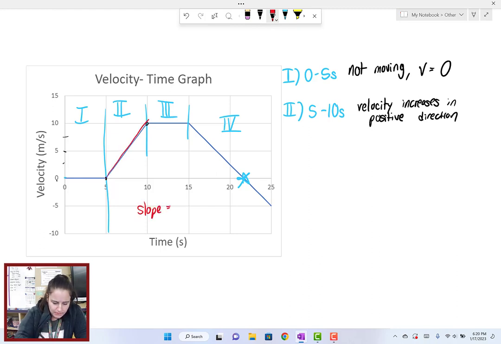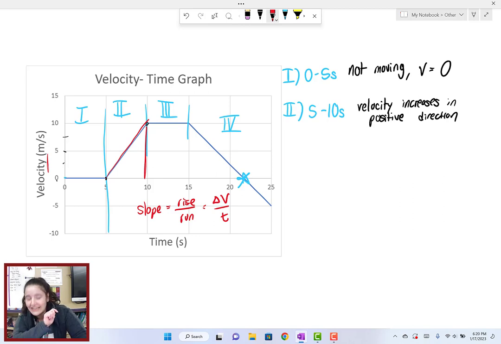So the slope is, of course, the rise over the run. In this one, our rise is not a change in position, it's a change in velocity. Triangle means change in the math and physics world. So change in velocity over the run, which is time. Change in velocity over time, what is that? That is the definition of acceleration. Acceleration is how fast your velocity is changing.